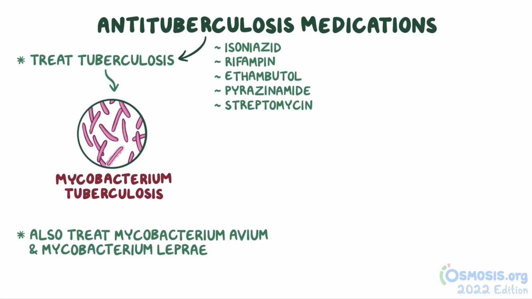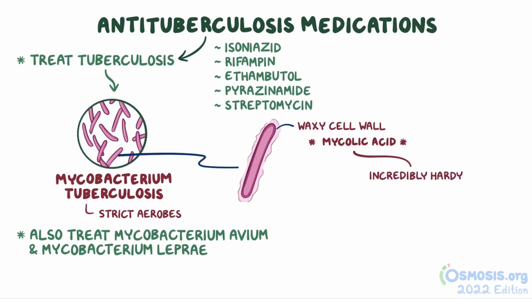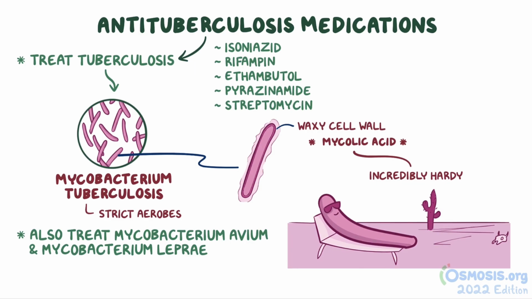Mycobacteria are an interesting bunch. They're slender, rod-shaped, and need oxygen to survive. In other words, they're strict aerobes. They've got an unusually waxy cell wall, which is mainly a result of the production of mycolic acid. This waxy cell wall makes them incredibly hardy and allows them to resist weak disinfectants and survive on dry surfaces for months at a time. Several anti-tuberculosis medications, like isoniazid and ethambutol, act mainly by preventing the production of mycolic acid and the synthesis of this cell wall.